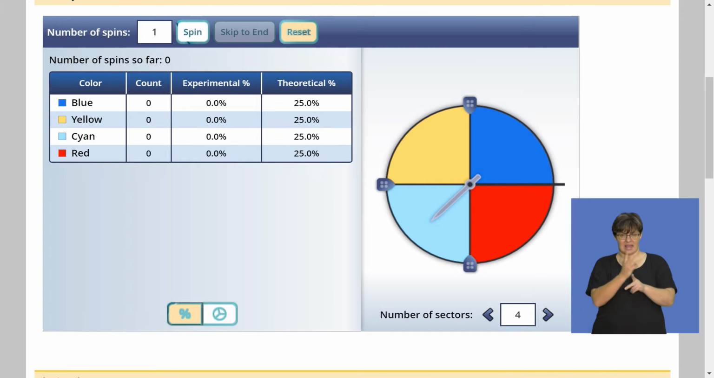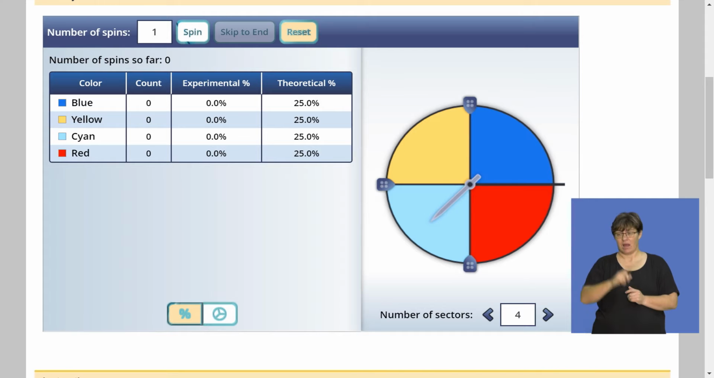I want to just reset because I was playing a little bit earlier, and we're going to recognize that we've got 4 possible outcomes. So it could be on red, blue, cyan, or yellow. The experimental probability has already been calculated for us. They're equal in size and shape, and so this idea tells us that there's a 1 in 4 chance of it landing on a particular square. In the table over here, we have been given that the theoretical probability is 25%.